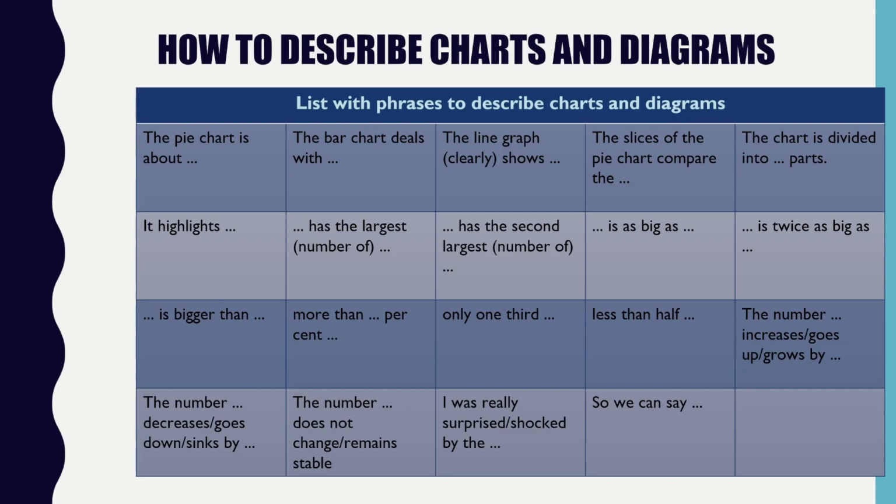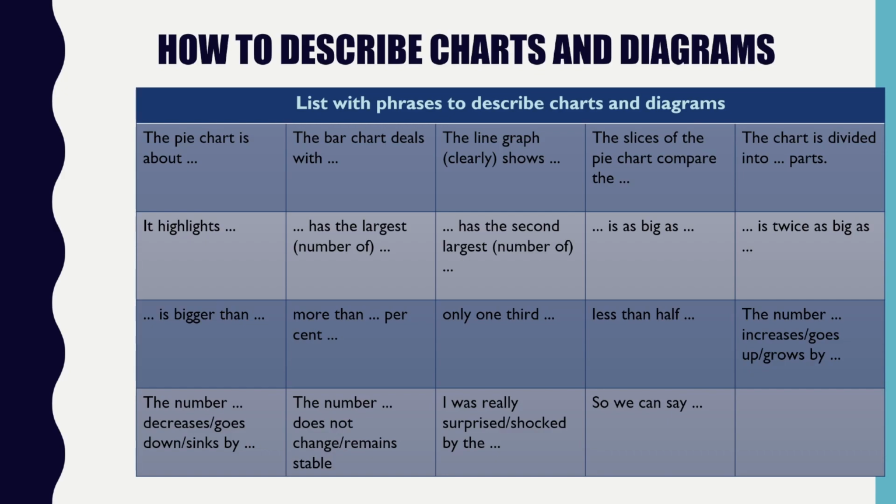But how do you explain? Use some of these phrases. So it highlights. When you want to show comparison, you can use it is bigger than, it is more than a certain percent, it is less than that. So those are the things you use to show comparisons. You want to show there is a change, especially in graphs that show different times. For example, in 2010 this is 10, but in 2015 it becomes 5 or something. In 2020 it becomes even less. The number decreases or goes down or sinks by. You show there is a change there.